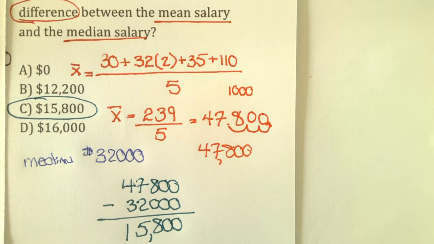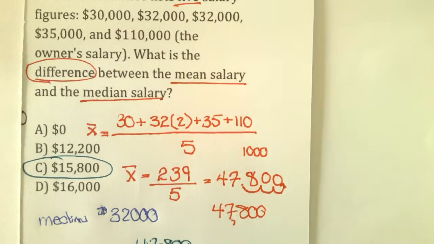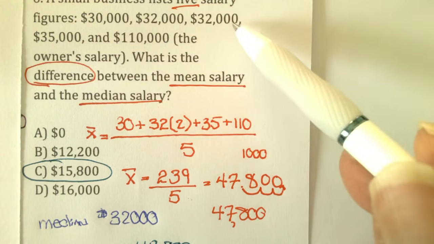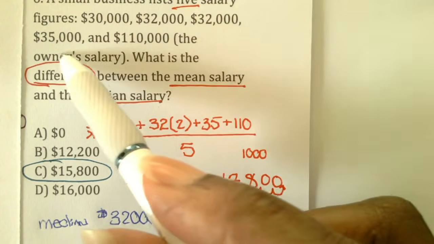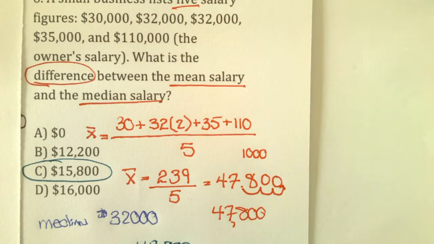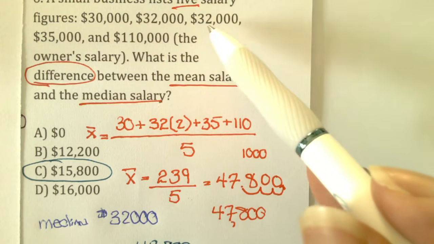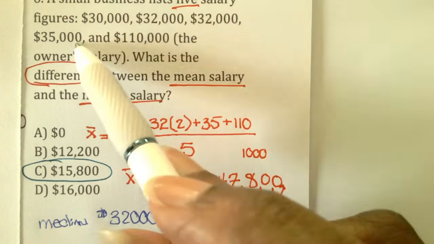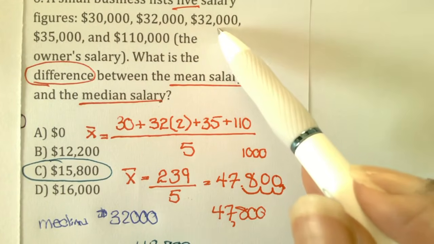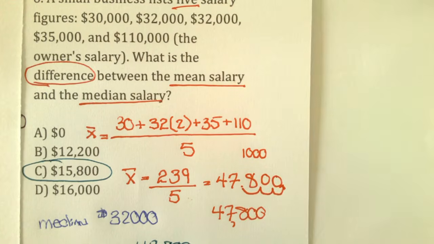That's the first thing. Then you had to find the median of the salary. And the key part with the median, you have to make sure that your data was in order. And it was 30, 32, 32, 35, 110. Okay, so you're going to count towards the middle. And since it was an odd number of terms, that means we're going to have a whole number right smack in the middle.